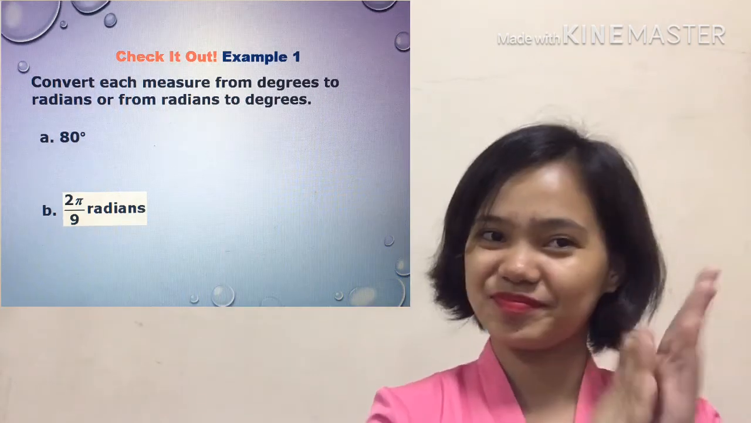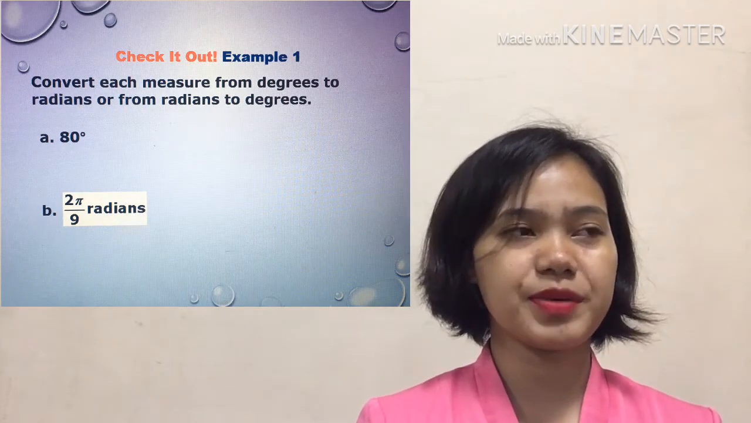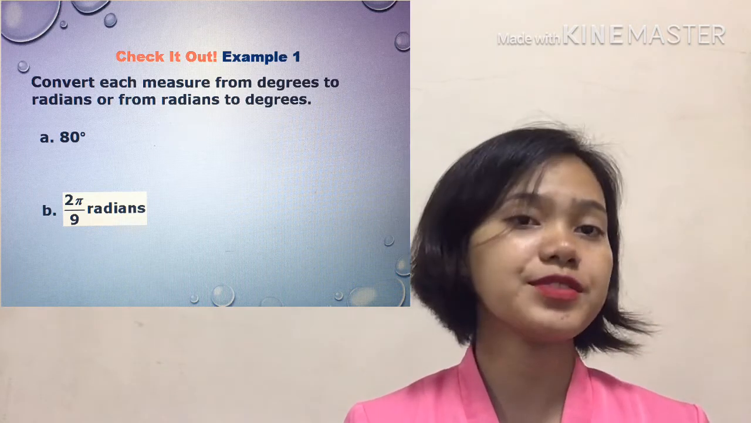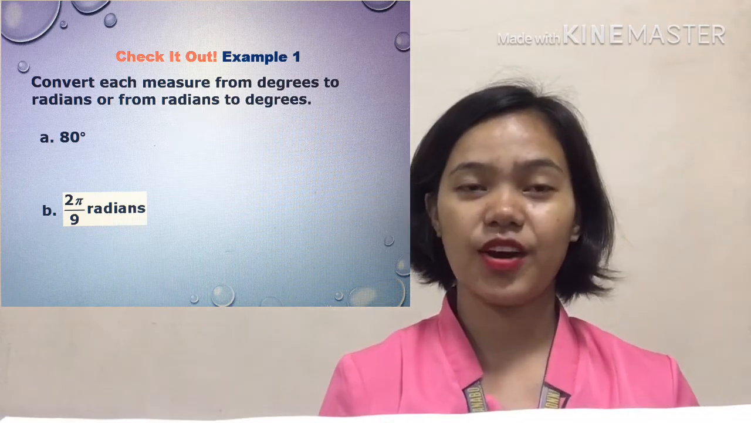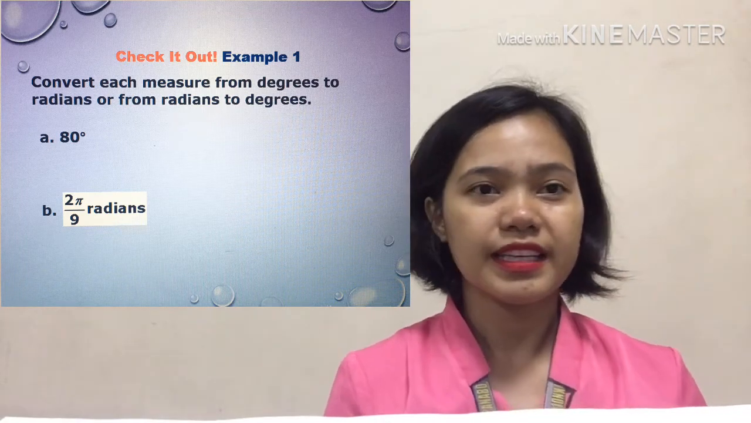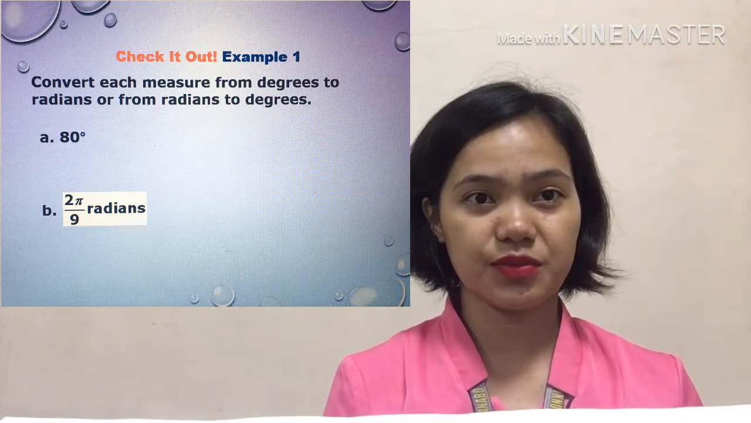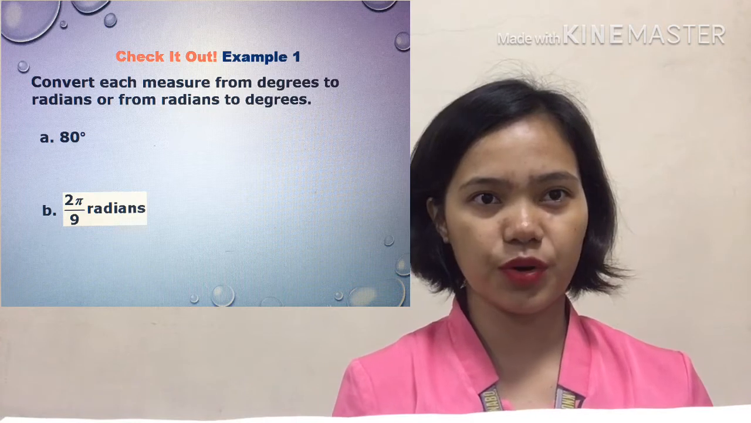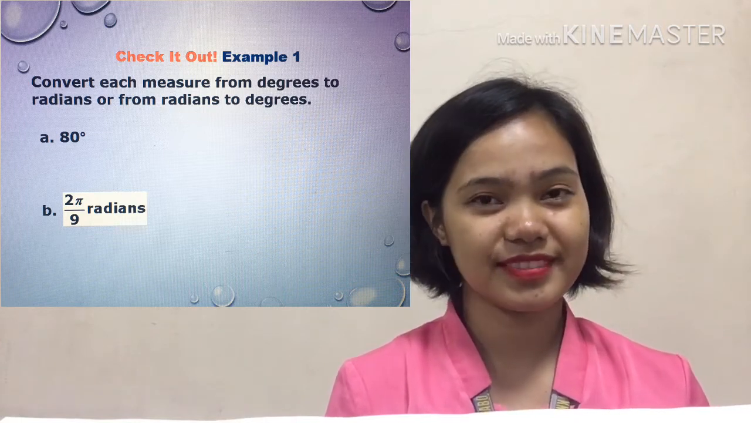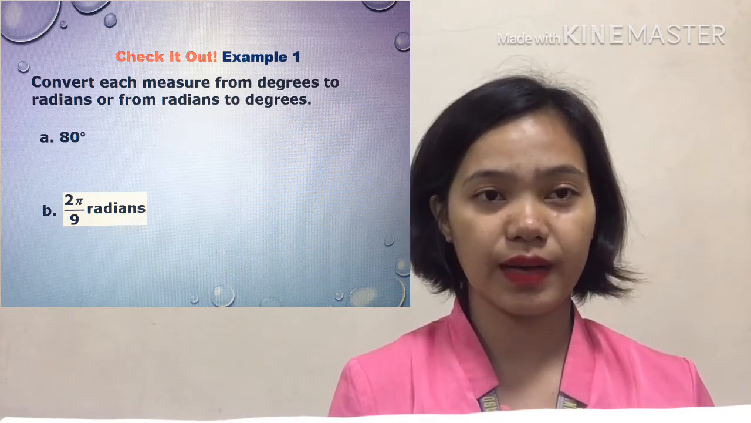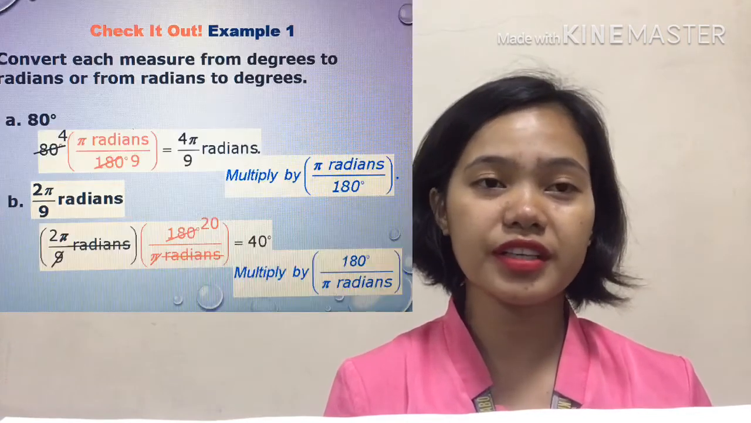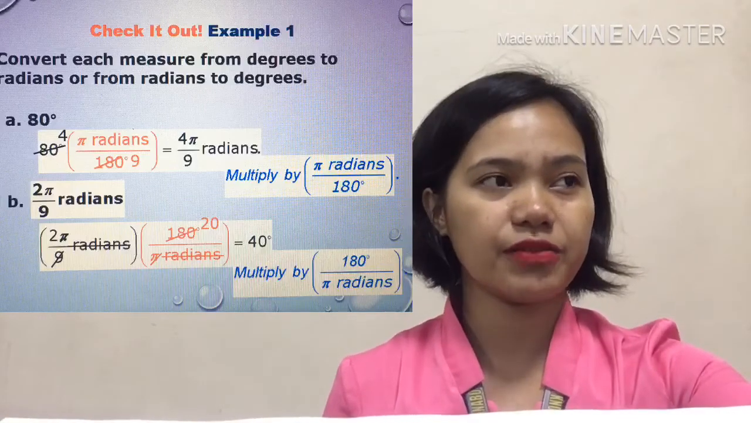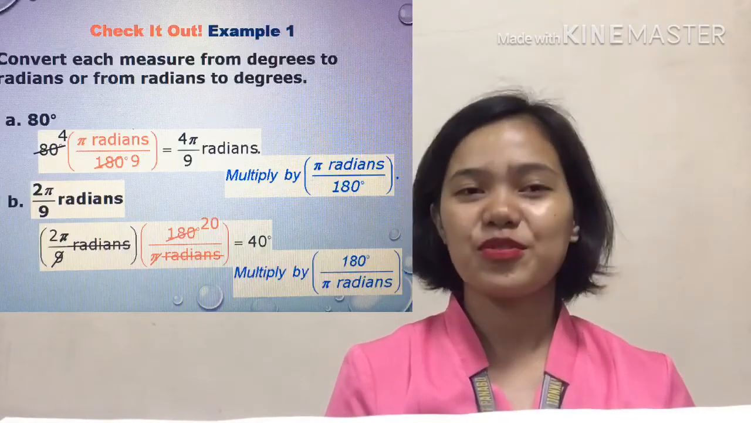You're correct. Now, let's have letter B, 2 pi over 9 radians. You have 5 seconds to answer this. Okay, time's up. Let's check. 2 pi over 9 radians is in radians form, so our task is to convert this into degrees form. So how to do it? We are to multiply it by 180 degrees over pi radians. Therefore, the answer is 40 degrees.